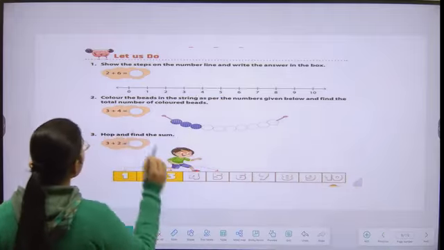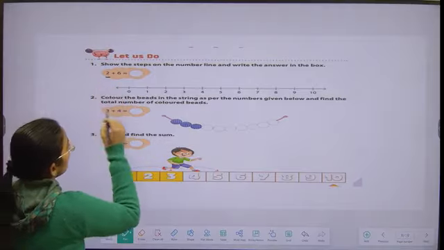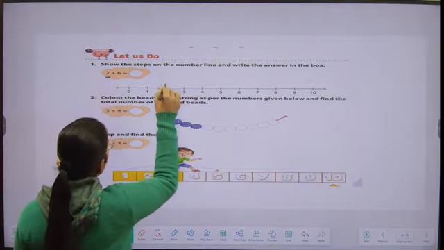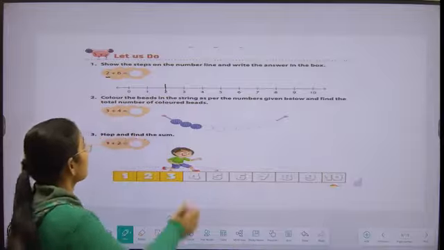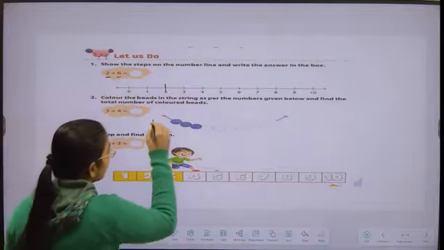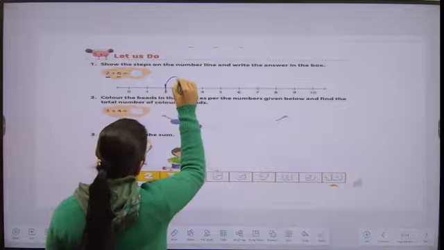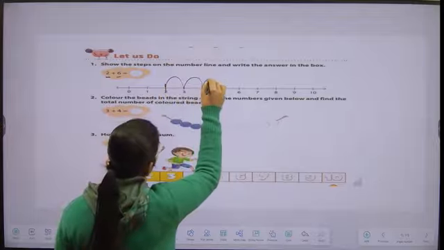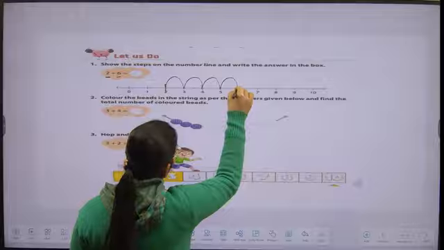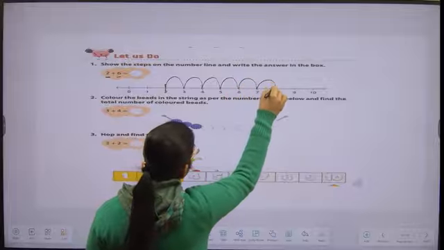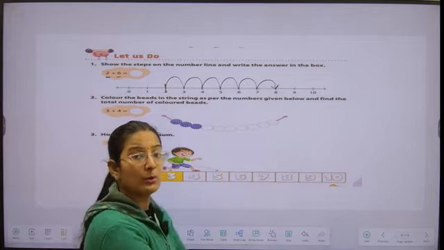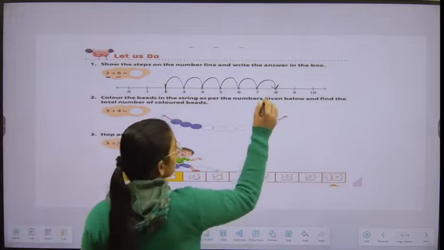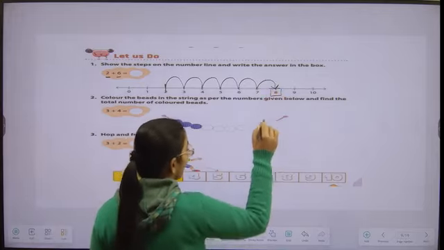First, we have to stand on 2. So this is our 2. Now, how many steps do we have to go forward? 6 steps. Let's start. 1, 2, 3, 4, 5, 6. So after moving 6 steps forward, what am I getting, students? I am getting 8.